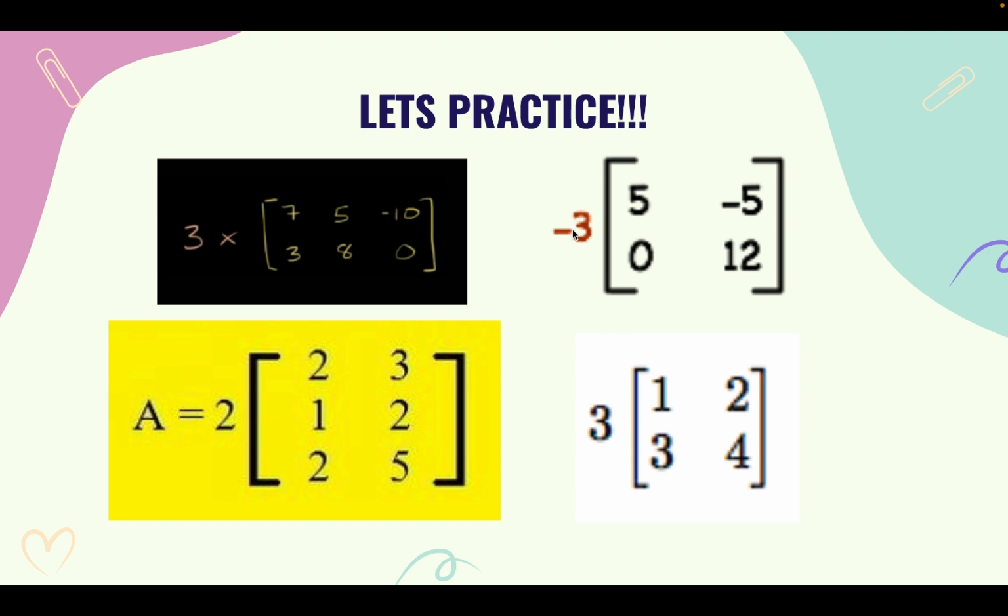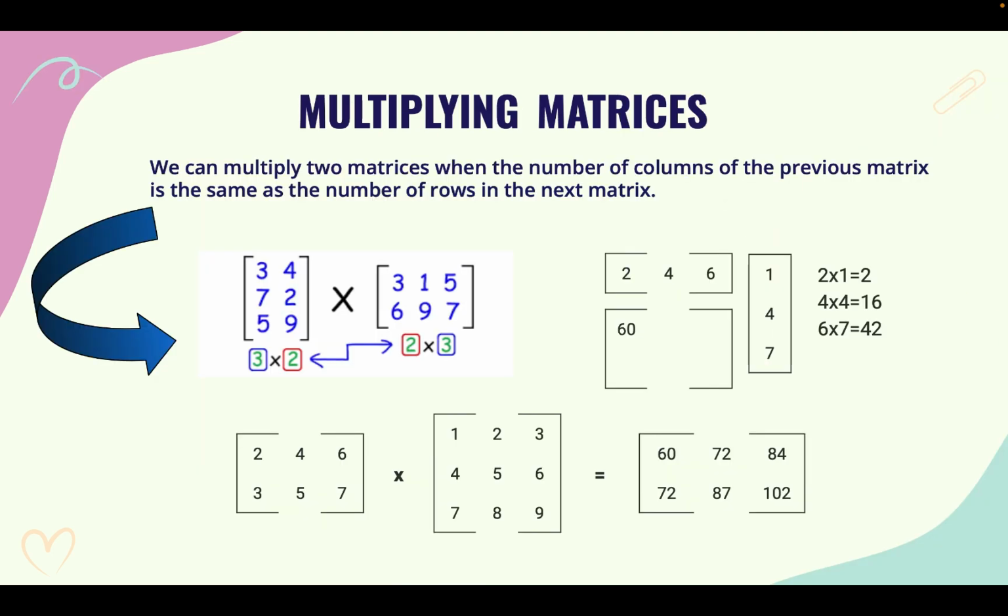Here, we would have negative 3 times 5, which is negative 15, negative 3 times negative 5, which is positive 15, negative 3 times 0, which is 0, and negative 3 times 12, which is negative 36. And again here, you multiply all of the elements by 3. So you would have 3 times 1, which is 3, 3 times 2, which is 6, 3 times 3, which is 9, and 3 times 4, which is 12.